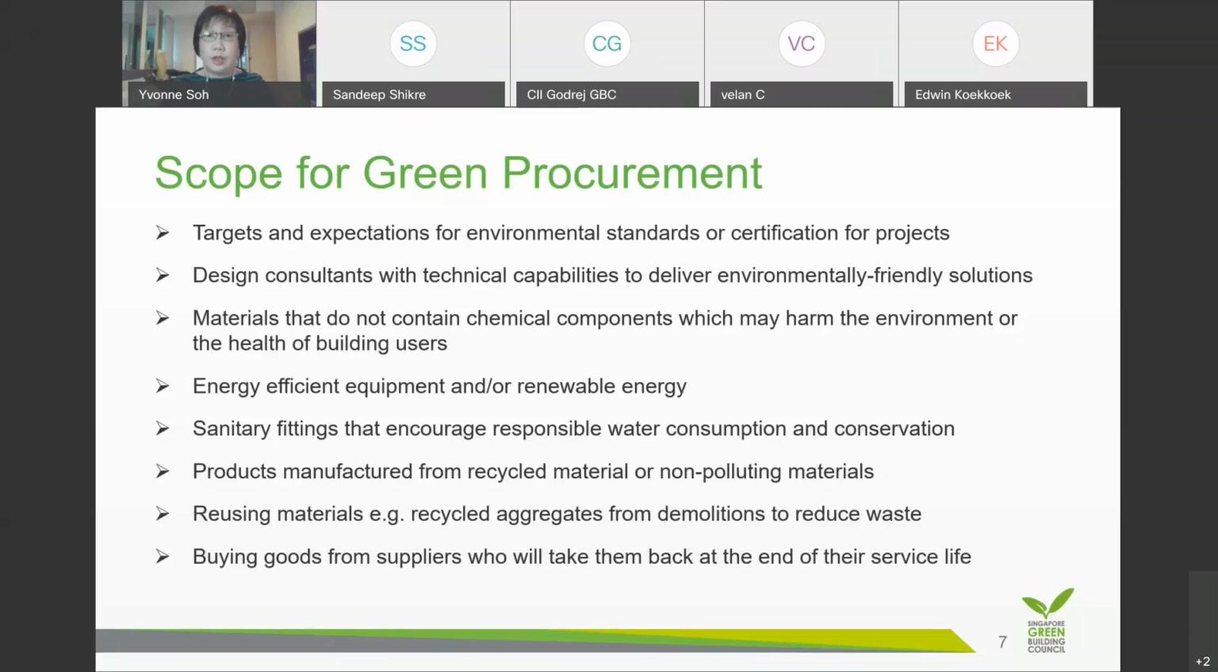For the procurement of building materials and products, examples of green procurement would include selecting materials that are not toxic to the environment and people, resource-efficient equipment, fixtures and fittings that help to save both energy and water, and products that are manufactured with recycled or renewable materials. The reuse and repurposing of materials is another area that could be encouraged through green procurement practices, such as turning demolition waste into recycled concrete aggregates. And if nothing from the items on the list can be applied, selecting vendors who offer take-back policies and practices can also be included as part of a green procurement strategy.